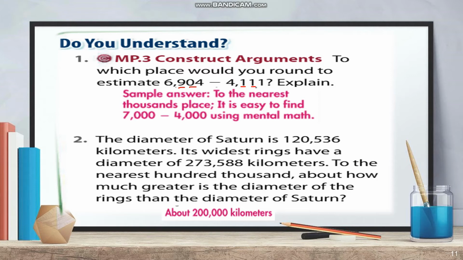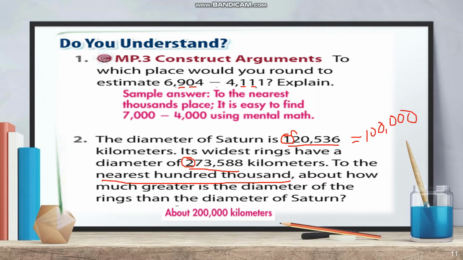Number 2. The diameter of Saturn is 120,536 kilometers. Its widest rings have a diameter of 273,588 kilometers. To the nearest 100,000, so there is a specific place value that you're going to round. About how much greater is the diameter of the rings than the diameter of Saturn? So the 100,000th place is 1 and 2. So 1 is followed by 2, so this becomes 100,000.